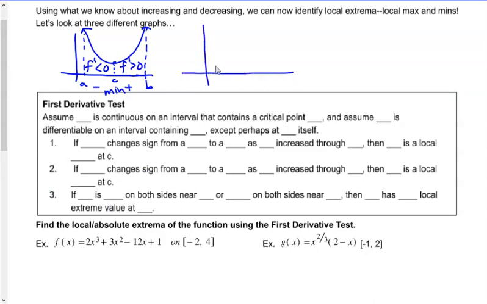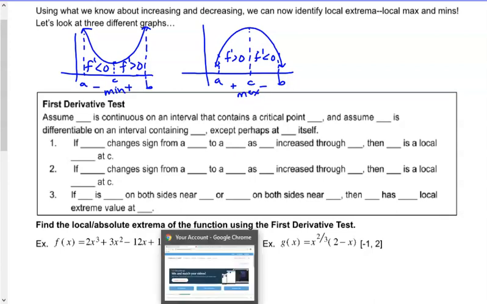If I have an increasing function, then a decreasing function, call this A, call this B, and at C, what do I have? I know that the derivative, if it's increasing, the derivative here has to be positive. And the derivative here, when I'm decreasing, has to be negative. And so therefore, if my derivative goes from positive to negative, what do we know about C? Well, that's one of those maximum values that I have.